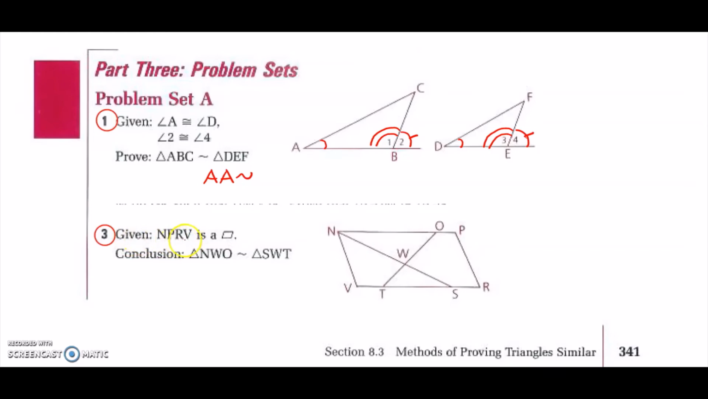In number 3 here, we can see that NPRV is a parallelogram, which would make those sides parallel. And then parallel lines implies alternate interior angles congruent. And actually at this point I have a couple of choices. I could say those two angles are congruent because again, parallel lines implies alternate interior angles are congruent. Or I could reach my second pair of angles that are congruent because vertical angles are congruent. But in either case, I will find that the two triangles are similar by angle similarity.